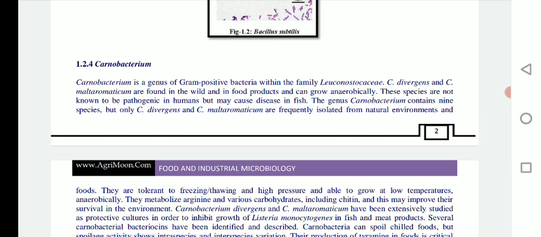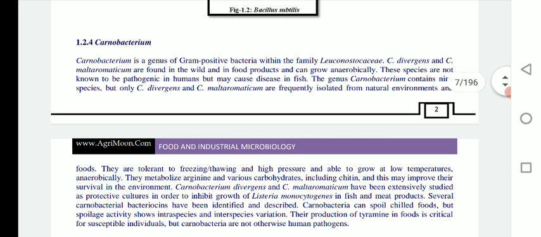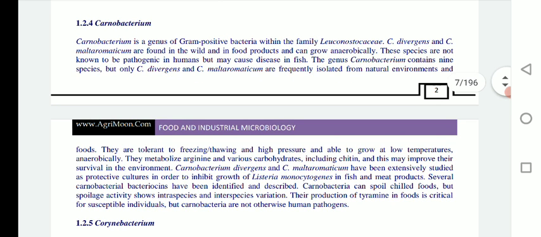So Carnobacterium is a genus of gram-positive bacteria within the family Leuconostocaceae, and Carnobacterium divergens and Carnobacterium maltaromaticum are found in the wild and food products and can grow aerobically. So these species are not known to be pathogenic in humans, but it causes diseases in fish. So basically this bacteria is related to animals. It does not cause any harmful effects on humans.